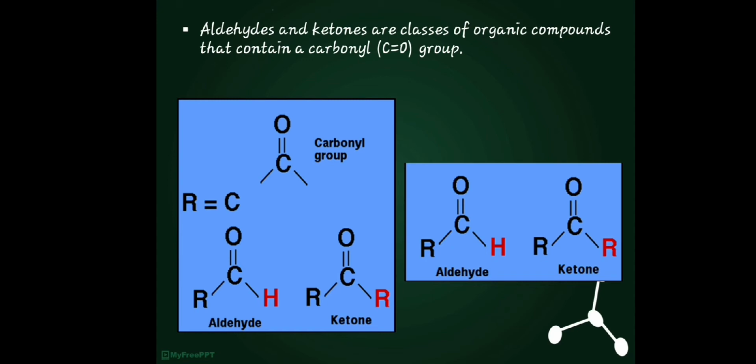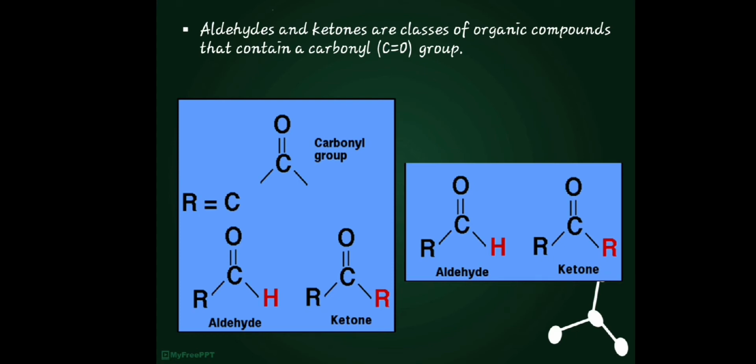Can you figure out by the structure what makes the difference between aldehydes and ketones? Always remember that the difference is only the hydrogen. Why? Because an aldehyde contains a hydrogen atom connected to its carbonyl group. As you can see in the illustration, the aldehyde's carbonyl group is attached to a hydrogen, while a ketone does not have a hydrogen atom attached. Always remember by its structure that an aldehyde has a hydrogen atom connected to its carbonyl group, while a ketone does not.